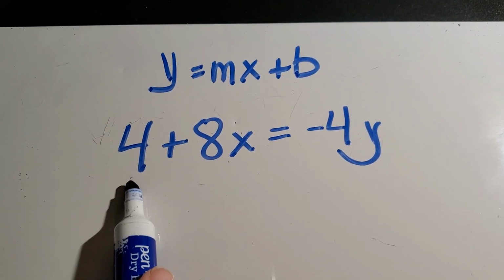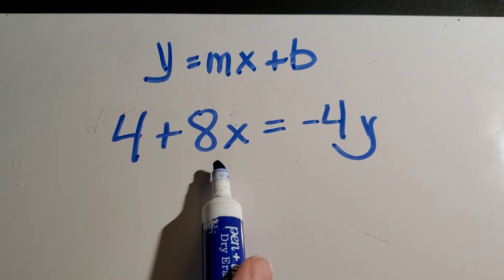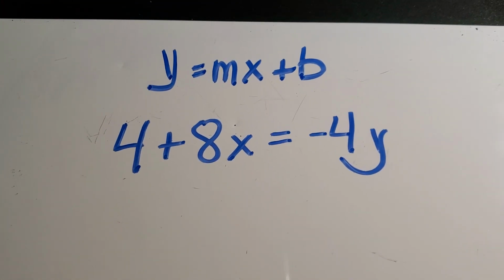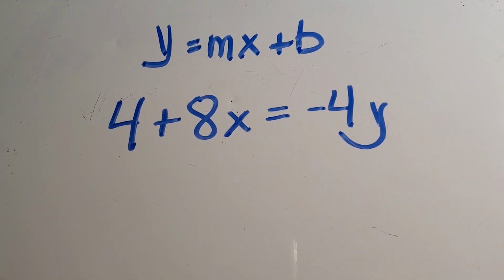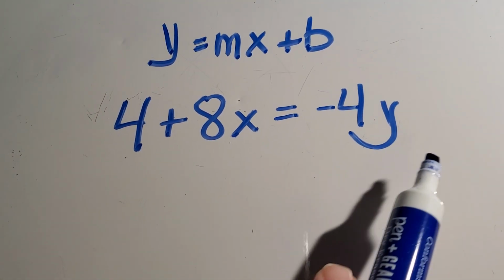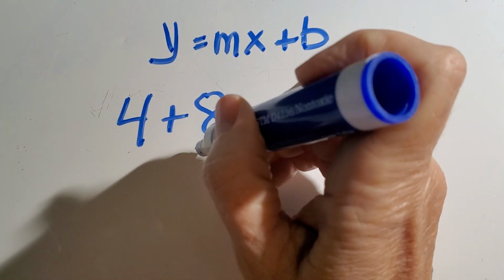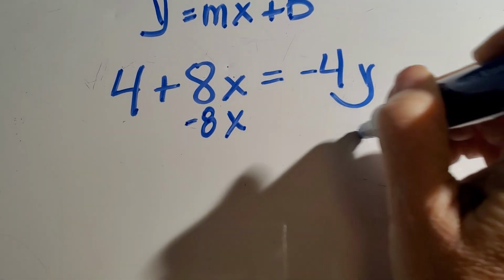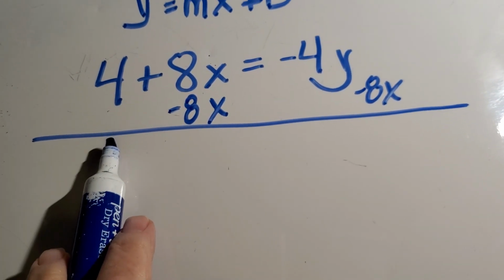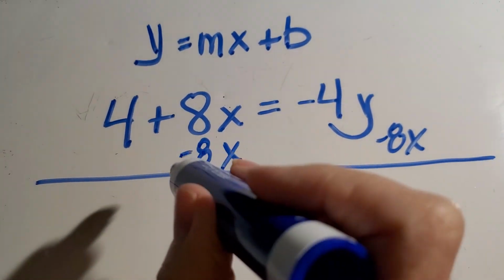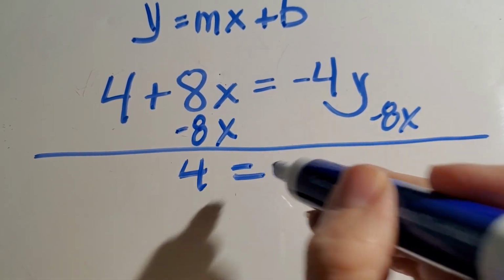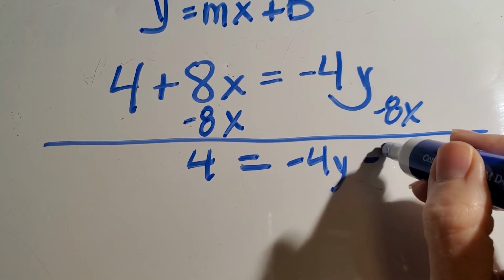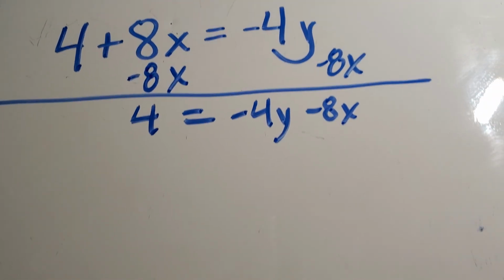Our number is on the left, we need it on the right. Our x's are on the left, we need them on the right. But our y's are on the right, and we need them on the left. Let's just start by getting our x's over on this side. So let's just subtract 8x from each side. Okay, so that's going to leave me with 4, and then our x's are going to cancel out. And then I'm going to have negative 4y minus 8x on that side.